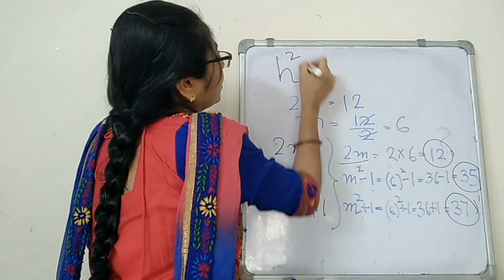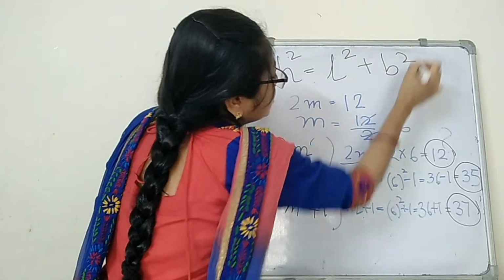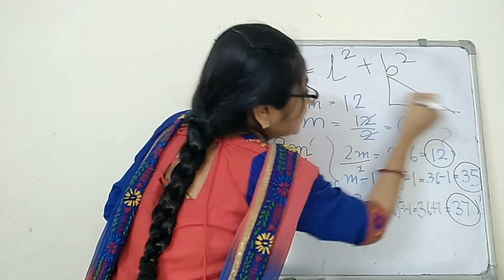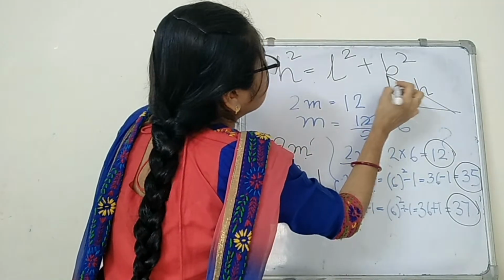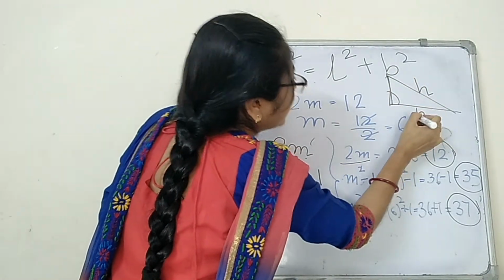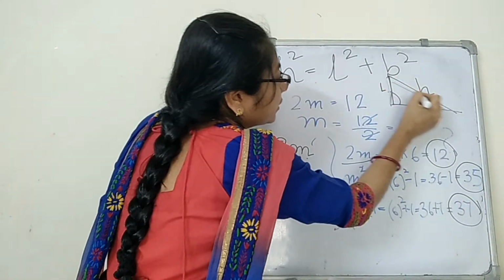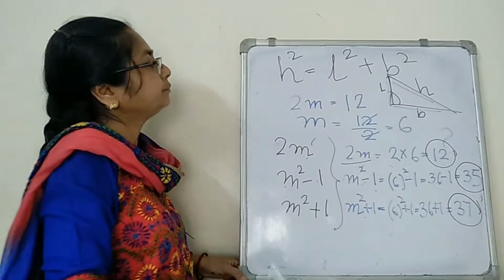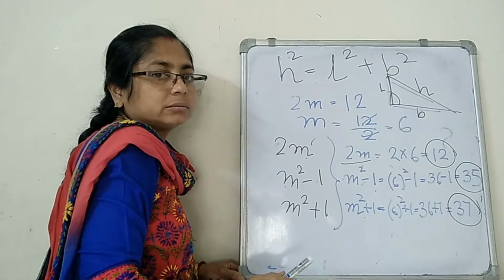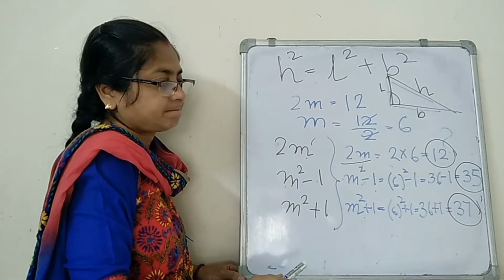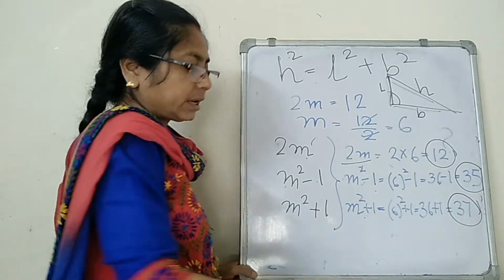H square equals L square plus B square. It is 90 degrees. It is H. It is B. It is L. It is L. It is H. It is B. H square equals L square plus B square. Okay? I rub it. Can I go to the next math?